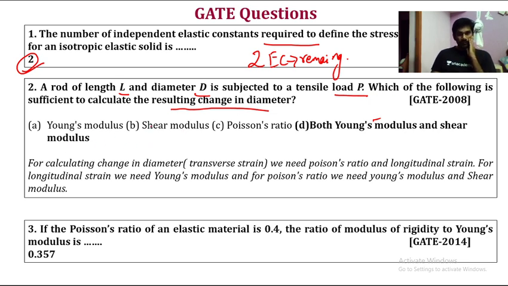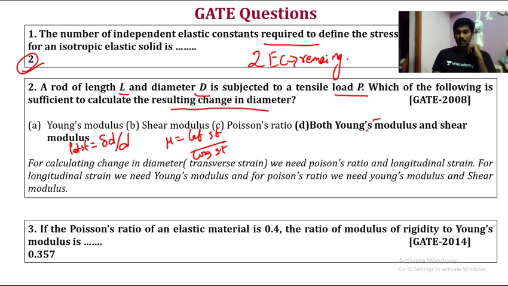In order to find this, you need to find the change in diameter. How can you find it? Lateral strain is equal to change in diameter divided by original diameter. So you must know the diameter and the lateral strain, where the diameter is given in the question. To find the lateral strain, mu is equal to lateral strain by longitudinal strain. So now you need to know mu and the longitudinal strain. That means Poisson's ratio and longitudinal strain.